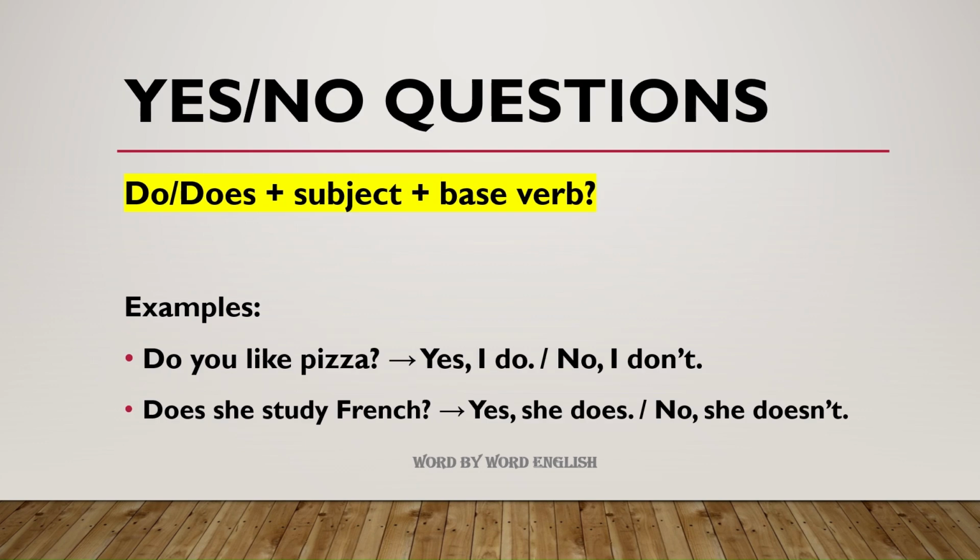Yes and no questions. Do or does plus subject plus base verb. Examples. Do you like pizza? Yes, I do. Or, no, I don't. Does she study French? Yes, she does. No, she doesn't.